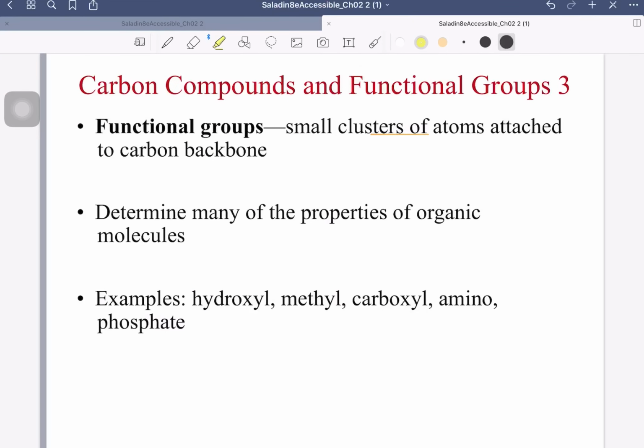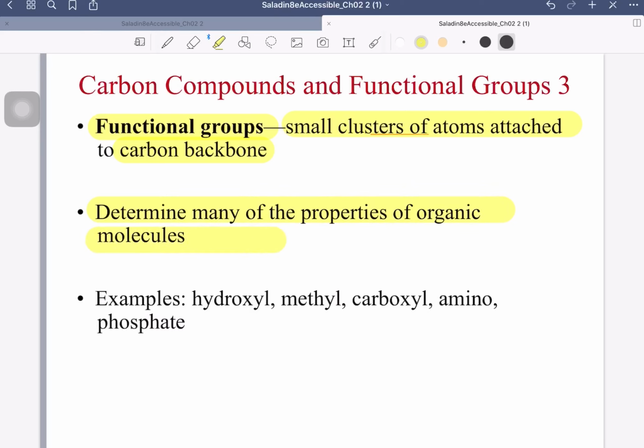Now, we're going to talk a bit about functional groups. Functional groups, think of them as like mini apps that you can plug into these structures, these molecules. And they're small clusters of atoms that you attach onto the carbon backbone. And these functional groups really give the flavor as to what type of molecule this is, and give a pretty good clue as to what it will do. So it determines many of the properties of the organic molecules.